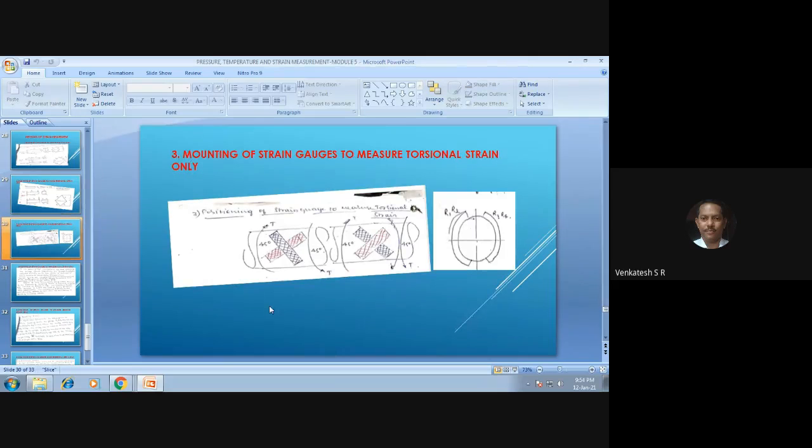Next, write down. Number 3, mounting of strain gauges to measure torsional strain only. Torsional strain only.